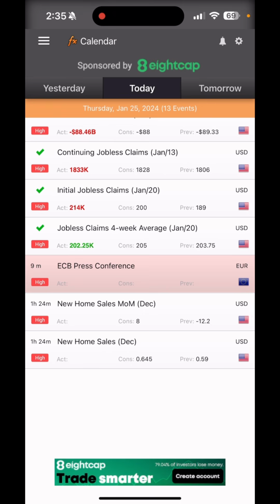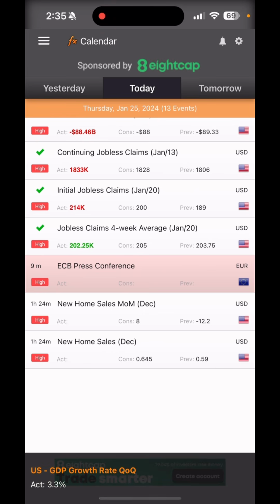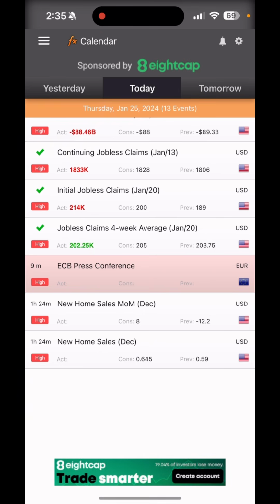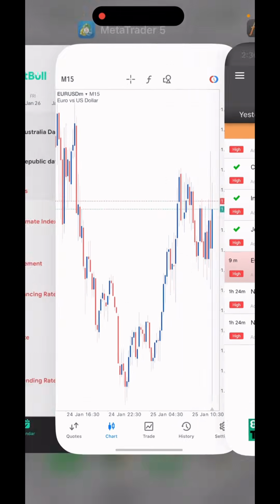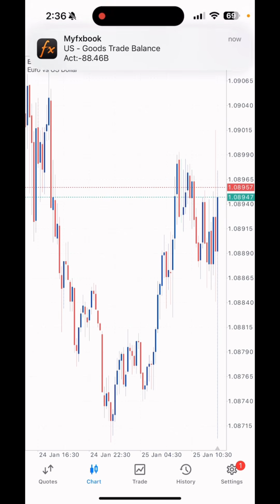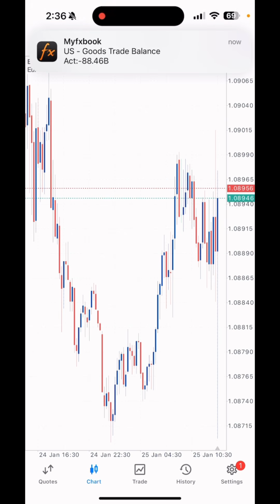And like I said earlier, news affects the price of the market. Let me show you something. If you notice the next one, you would see this green check mark, meaning all these ones have just been dropped. Now the next one is the ECB press conference in 9 minutes. This news just dropped now. Let me show you what happened in the market when this news dropped. Can you see? Look at how another one just dropped right now, US goods trade account, whatever.